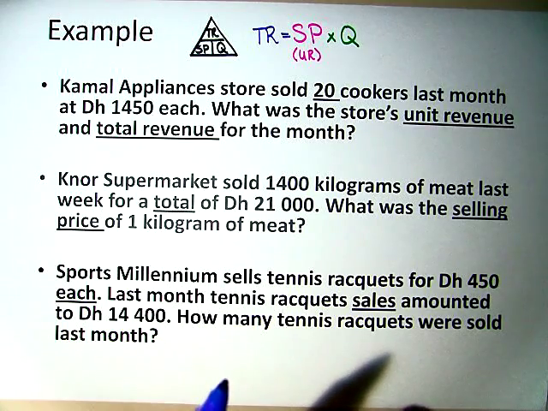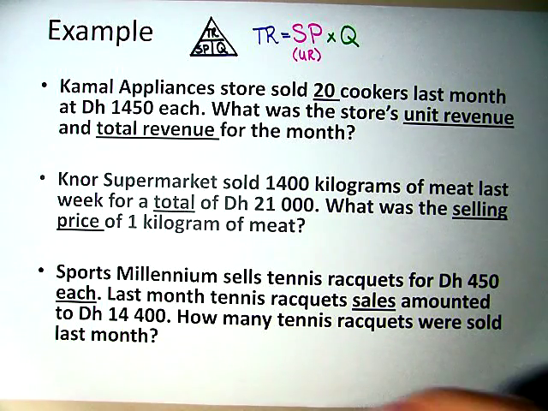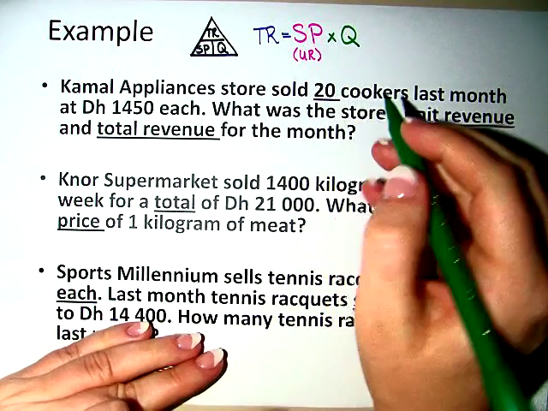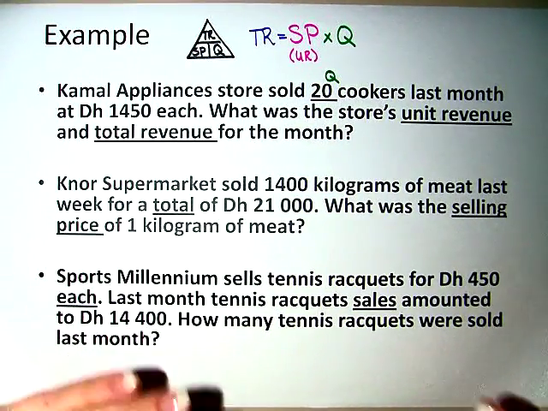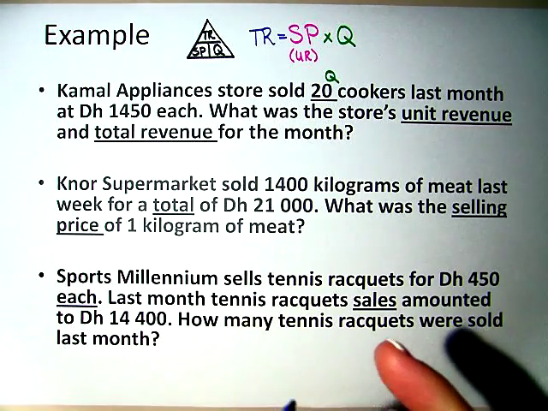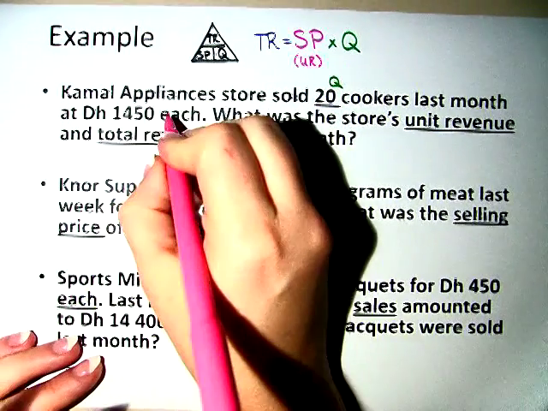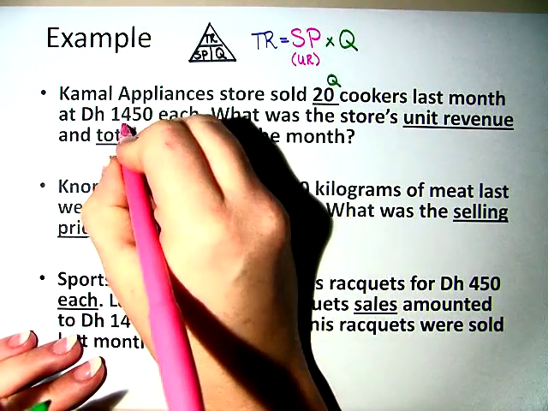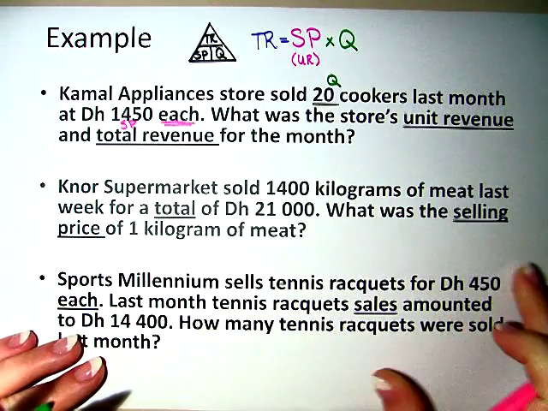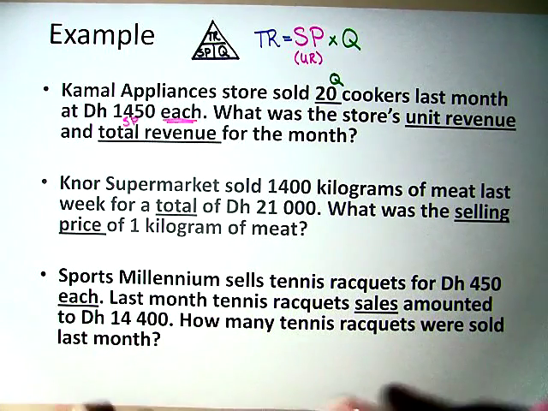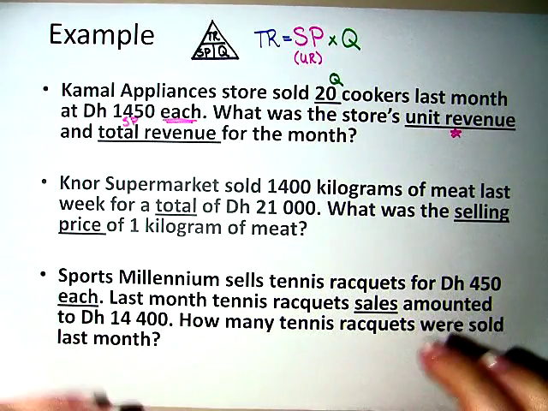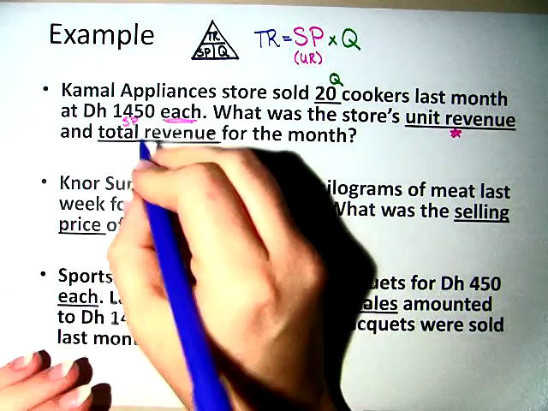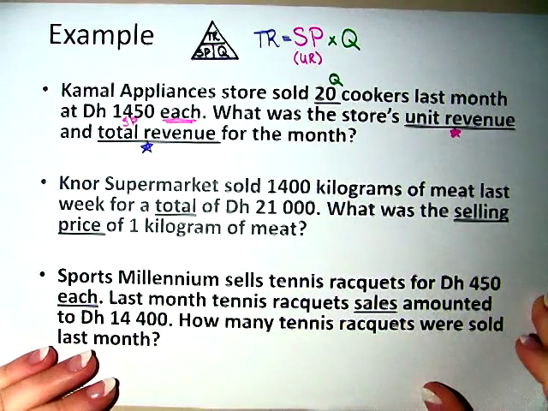Kamal Appliances Store sold 20 cookers last month. Okay, so 20 cookers. This would be our quantity. At $14.50 each. Okay, so this means that this is our selling price. What was the store's unit revenue? Okay, so that's the same thing as our selling price. And the total revenue for the month.